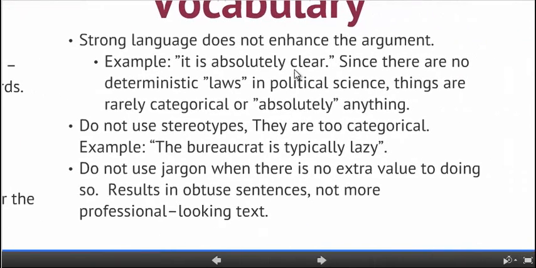Vocabulary. I mentioned previously that we are trying to be prudent, that we are using jargon to increase precision, and this is exactly why strong language does not belong in an academic argument. We don't use the words "it is absolutely clear" because there are no deterministic laws in political science, and we're never really sure about absolutely anything in that sense. We should avoid using stereotypes because they are too categorical and too sweeping, and because they just lack precision, and it's just bad science. And do not use jargon when there is no extra value to doing so. It just results in obtuse sentences and not more professional looking text.